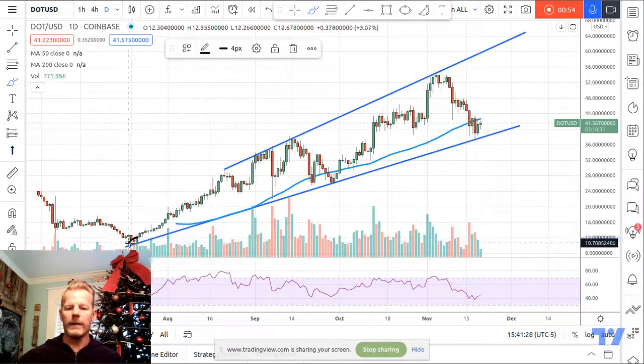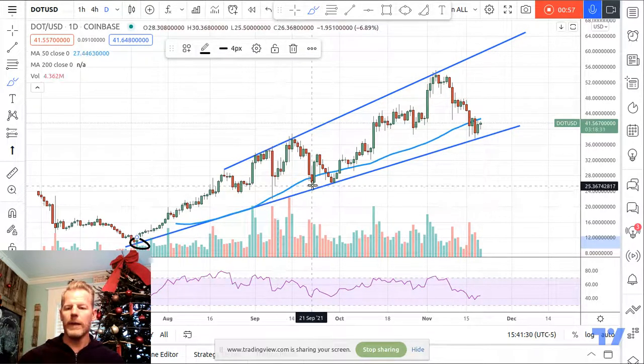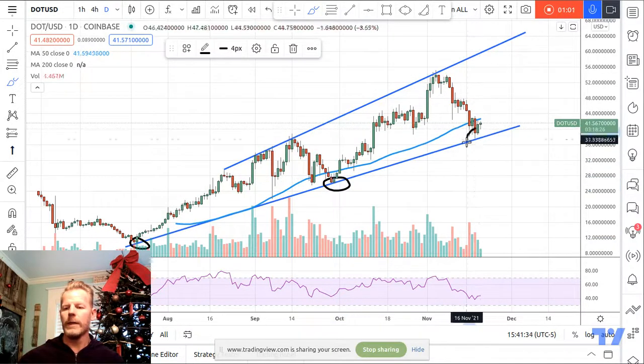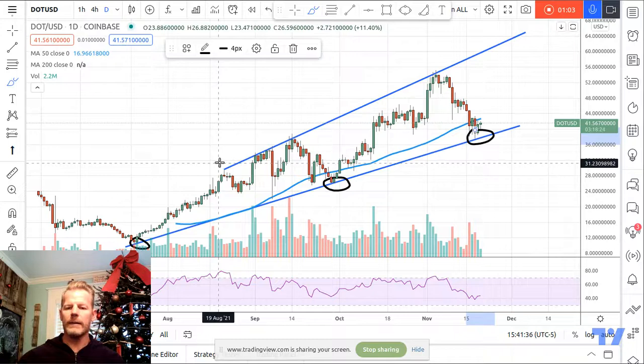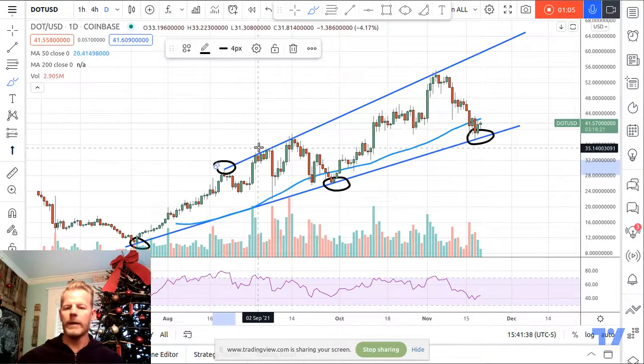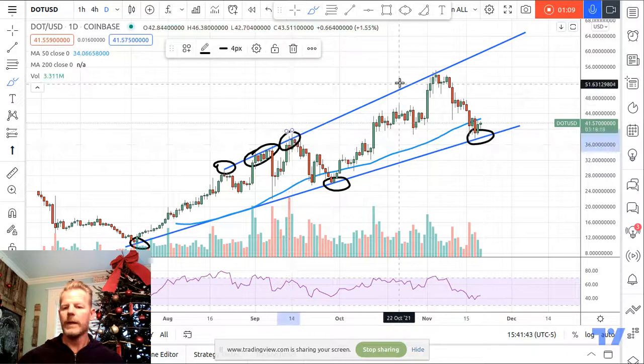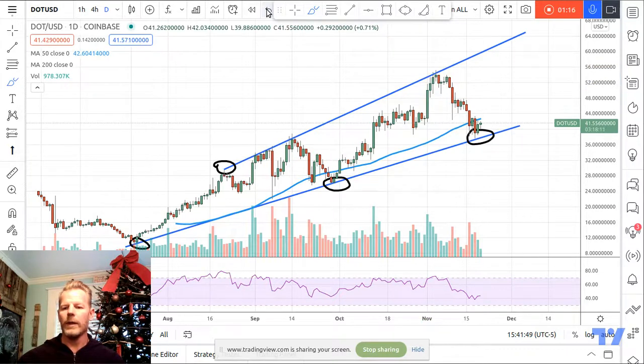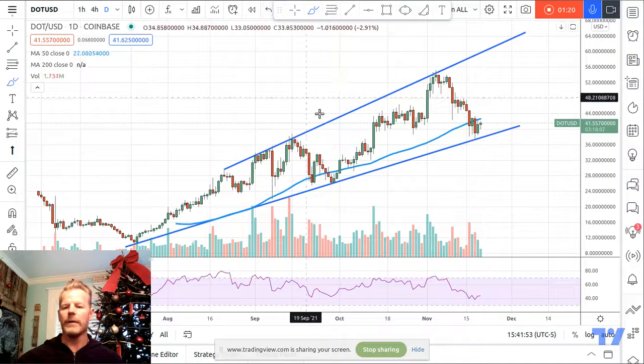To be officially a broadening wedge, you want to have these things in common. You want to have at least 3 hits on the bottom line of support. 1, 2, 3. And 3 hits on the top. We've got one here where I started. Nice big long one here. That's 2, 3, and 4. So this is definitely a broadening wedge that we're looking at. Now, as I stated, it is a bearish pattern.